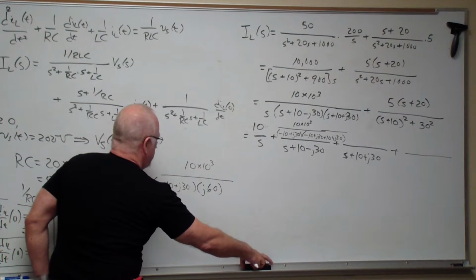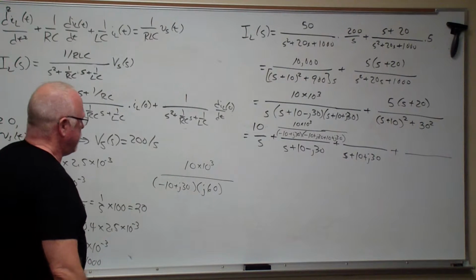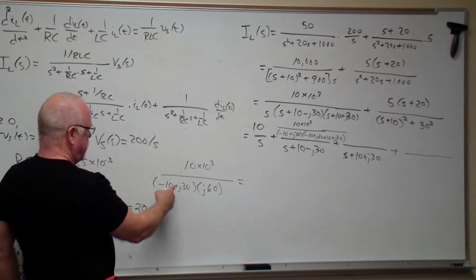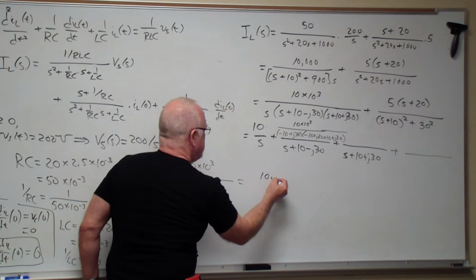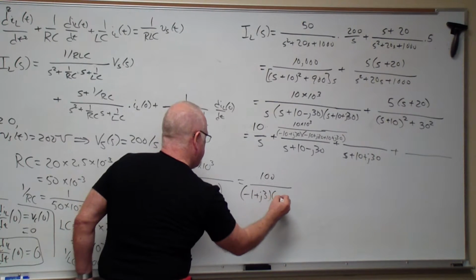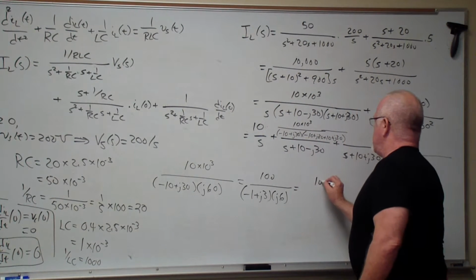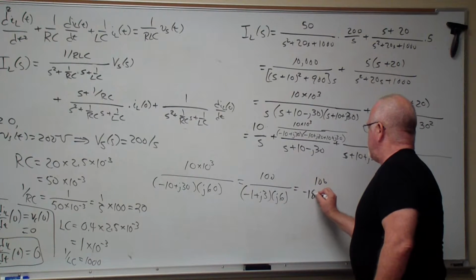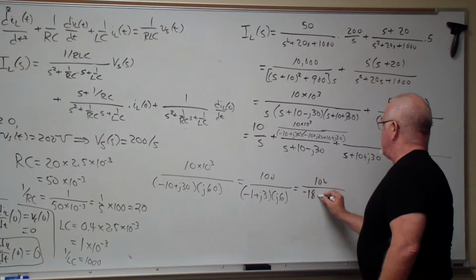And there's as many different ways to do this as there are people. You can make your life easier by pulling out a 10 to start with, 10 out of there. Pull out a 10 out of each of these. And so you're pulling out 100, so you get 100 over minus 1 plus J3 times J6, and that may make things a little easier to work with. So we've got 100, J3 times J6 is minus 18, minus 1 times J6 is minus J6.